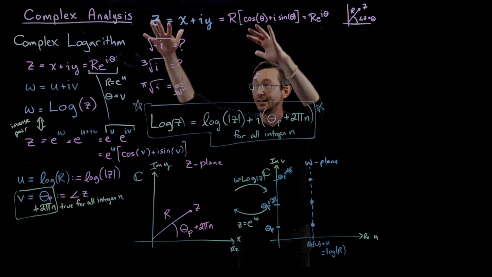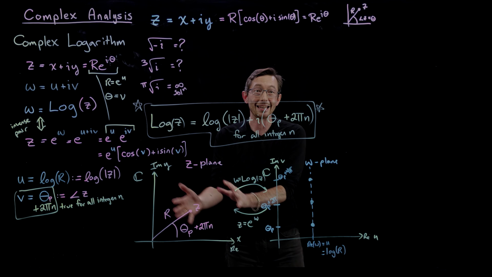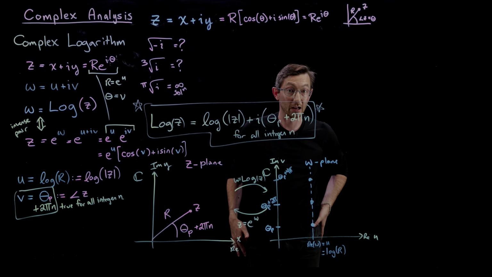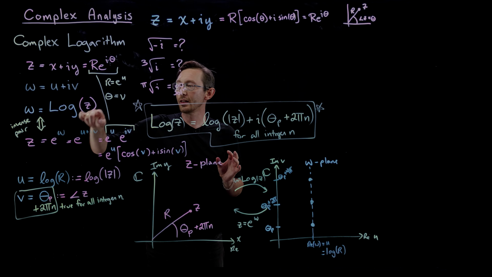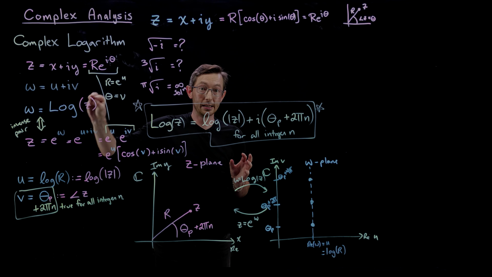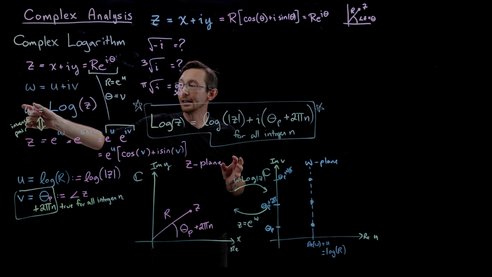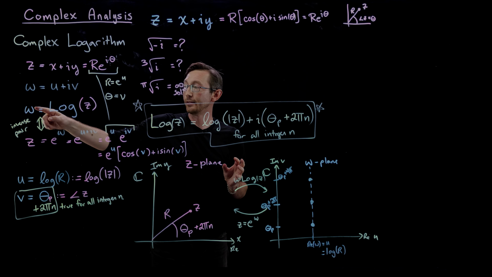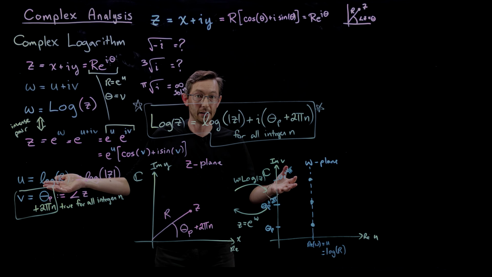I just want, now that you've seen it all, to slow down for a minute and go through the key steps so that you can see where this idea of multi-valued logarithm comes from. Okay? So we are defining the logarithm of a complex input z. We're calling it w. That's the log of z. And we expect that the log of z is the inverse of the exponential function. So if w is the log of z, then e to the w has to equal z.